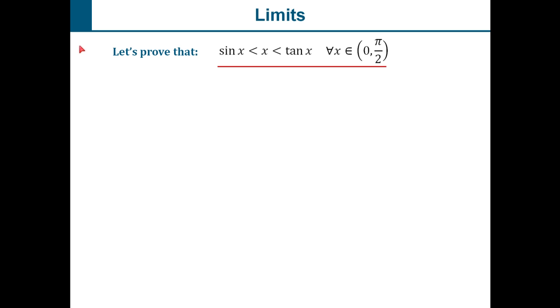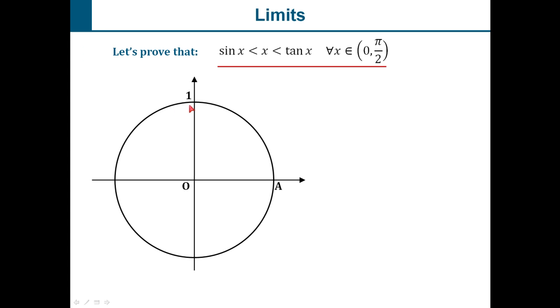In order to prove this, let's consider the circumference of unitary radius. Let's draw a line through the origin, and let's identify by x the angle between the line and the axis. We will call B the intersection of the line with the circumference. Moreover, let's draw the tangent to the circumference, and let's call C the intersection of this tangent with the line.